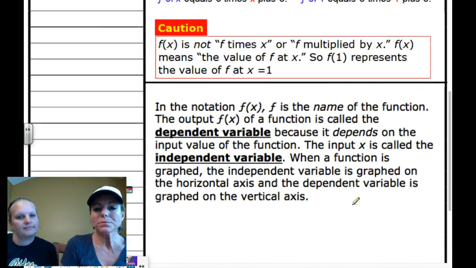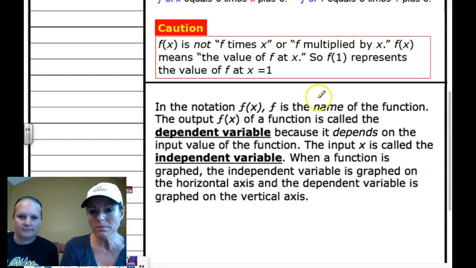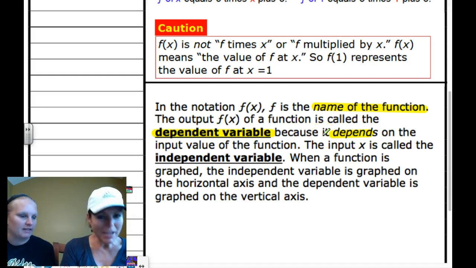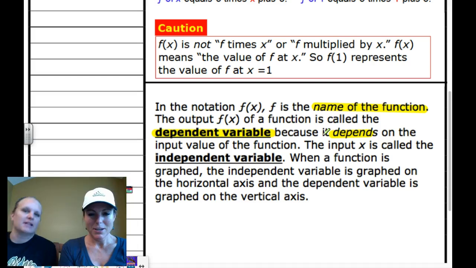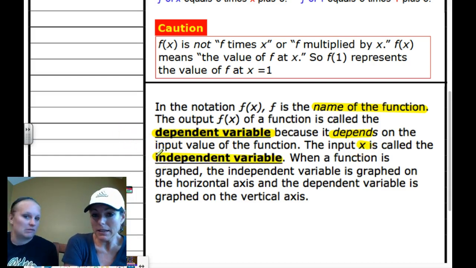So if you look, in f of x, f is called the name of the function. The output f of x, remember we said that's the same thing as y, is always the dependent variable because it depends on the input. We can't get an answer unless we know what we're plugging in. So it has to be the dependent variable. And x is always the independent variable. x doesn't depend on anything. That's what we're plugging in.